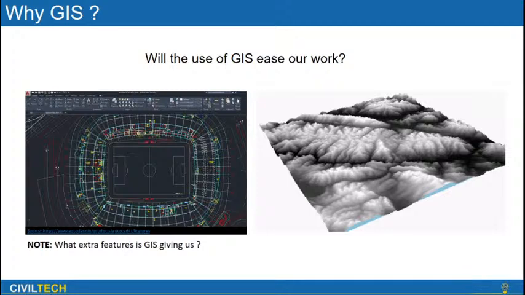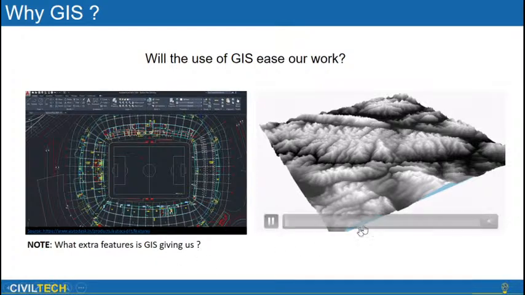So now let us try to understand why exactly we are using GIS, and let us try to compare it with the existing software. Let us consider AutoCAD. In AutoCAD, we have been drawing plans. Whatever the building plan is, we just draw using straight lines, curves, everything, right? But how exactly is GIS different from AutoCAD? Now let us try to understand it with a small example.